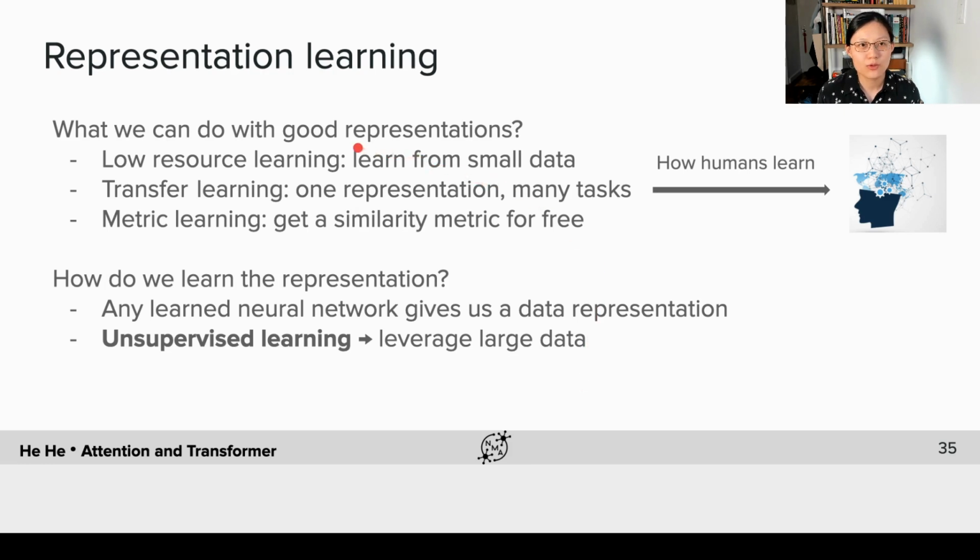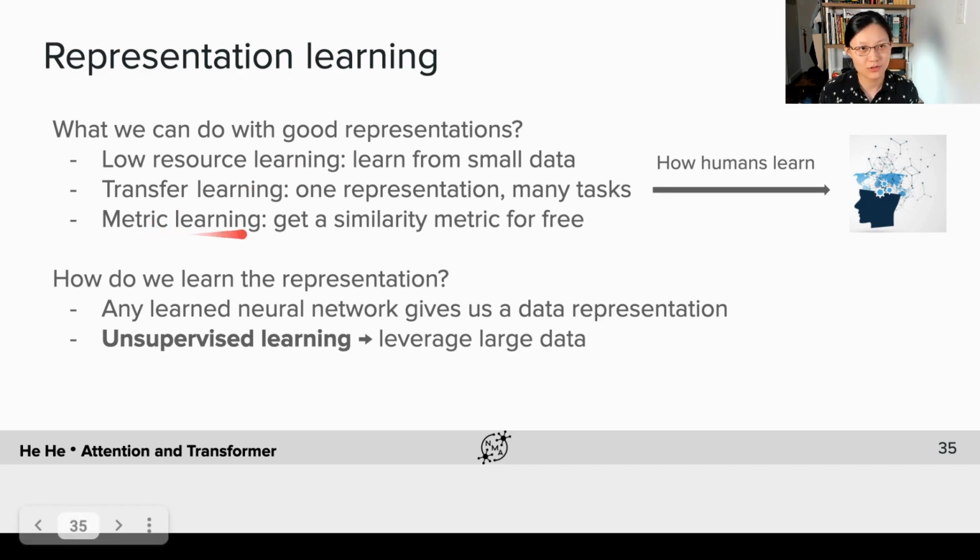Okay, so what else can we do with a good representation? The first advantage is that it enables low resource learning, meaning that for downstream tasks, if we have a good representation, we don't need to learn from large data because we only need a simple model and we can learn that easily from a small amount of data. And second is transfer learning, which means that we have a single representation which can be used for many different tasks. In addition to sentiment classification, if we have a good sentence representation, we could also do question answering or any other language understanding tasks.